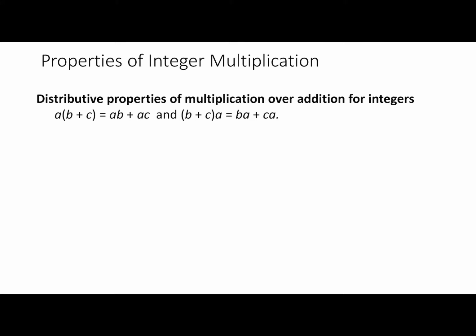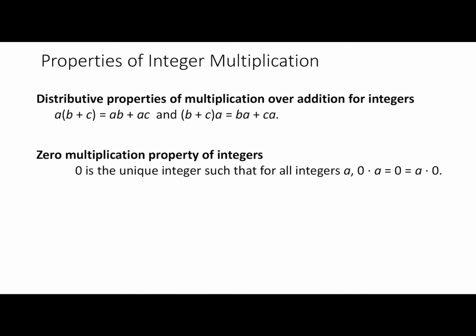We have a new property, the distributive property of multiplication over addition for integers. So a times the quantity b plus c is the same as a times b plus a times c. And we can also distribute on the right. So the quantity b plus c times a is the same as b times a plus c times a. The zero property holds for multiplication over the integers. So if I multiply any integer by 0, I'm going to get 0.